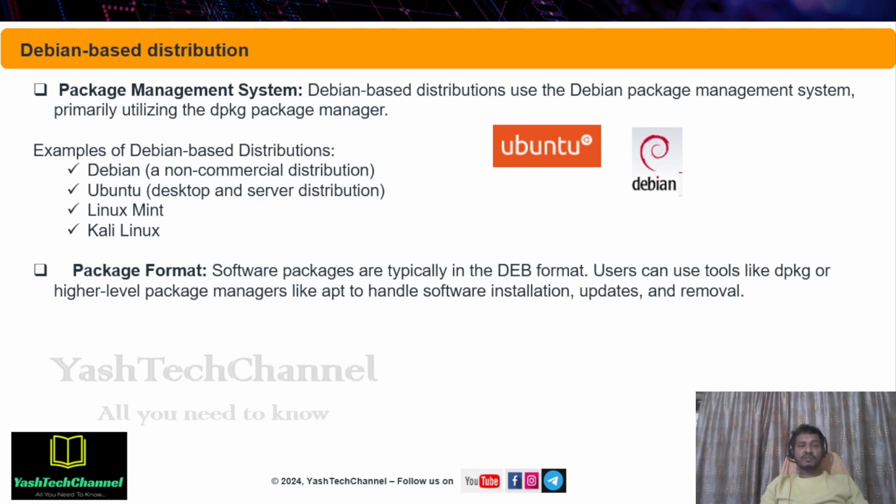So as I mentioned, the software packages typically start with the deb format. When you deal with your Ubuntu operating system, when you try to install, there are commands like apt or apt-get or apt-get install. Using that you can install your packages, or you can update, or you can remove the packages. So that's it about the Debian based distributions, right?